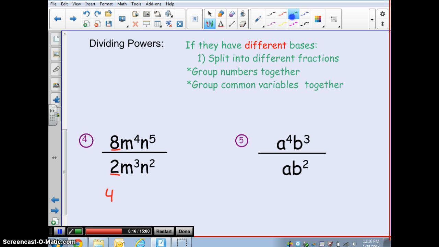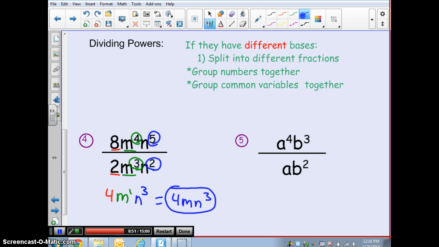Then we see that we have some m's. So I'm going to write down that common base and subtract the exponents. 4 minus 3 is 1. So I can put a 1 there. And then lastly, we have n, so I'm going to write down n for my common base and subtract 5 minus 2 to get 3. So my answer is going to be 4 m to the first power, n to the third, or if we want to make it more simplified, we could write 4m n to the third. Okay, we don't have to put the 1 there. We can write it in our simplest form right here.